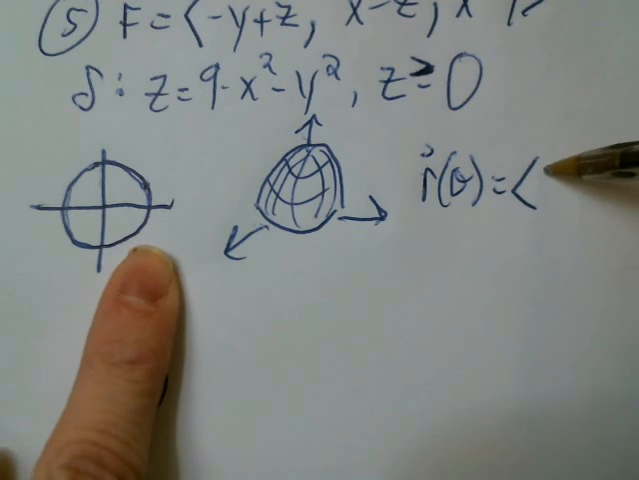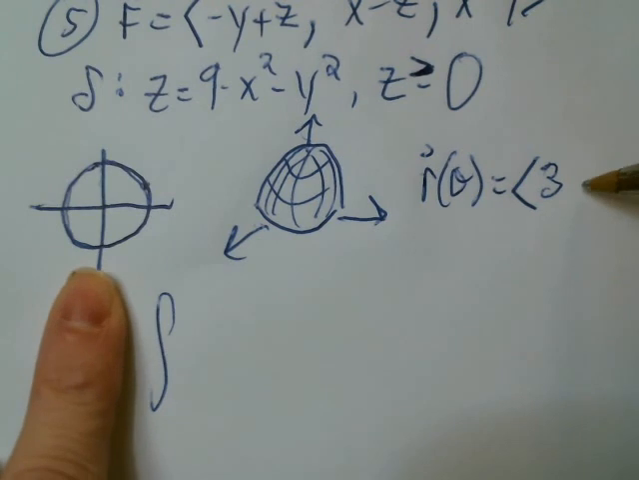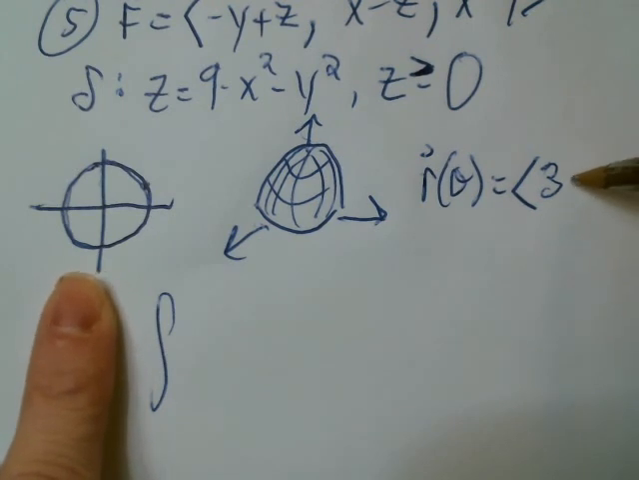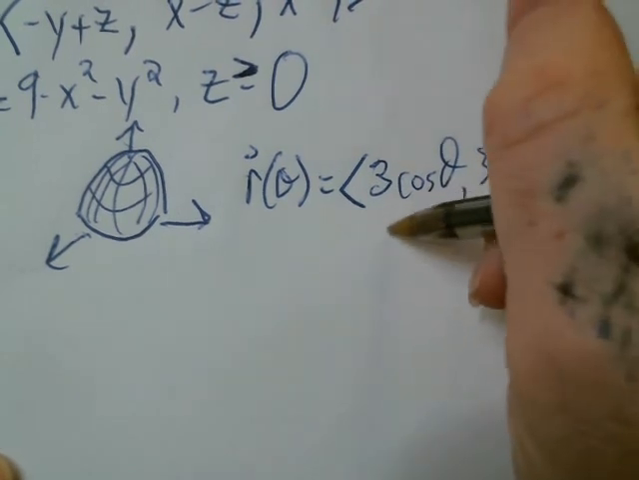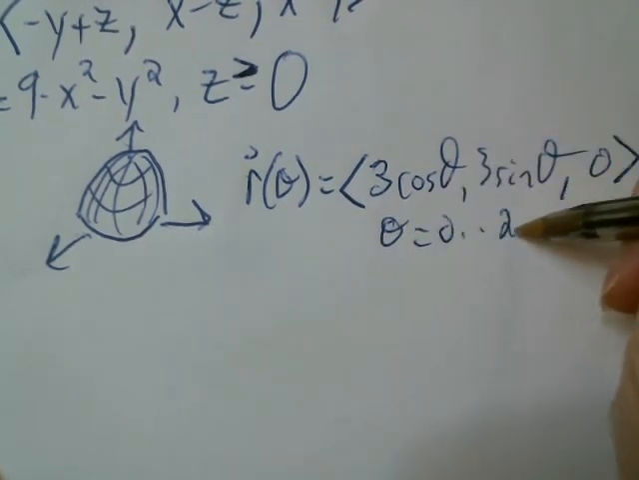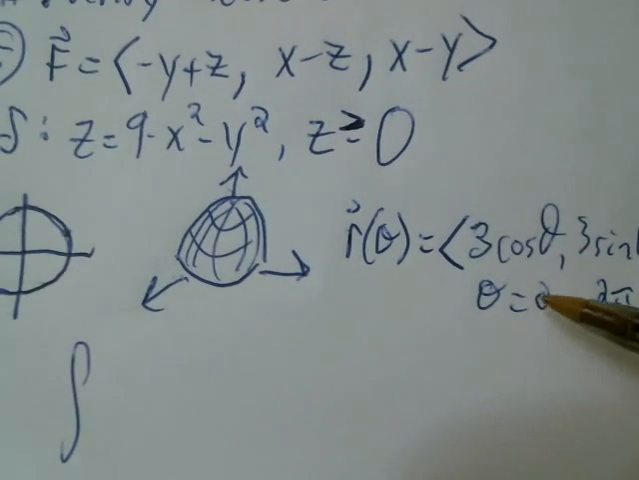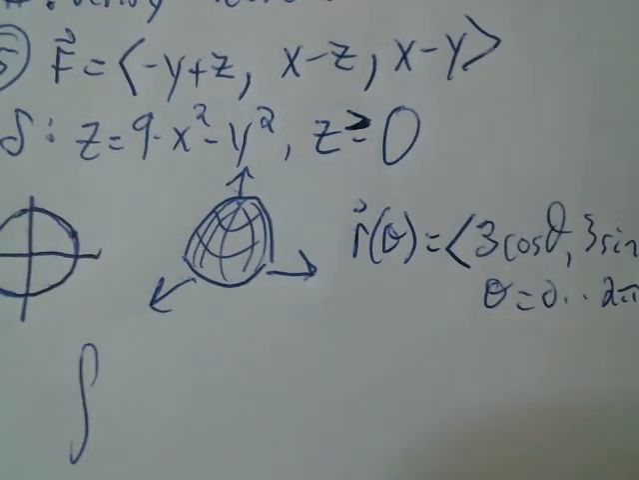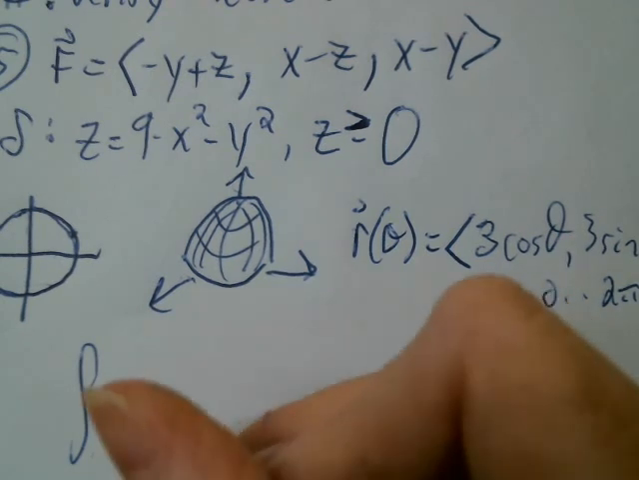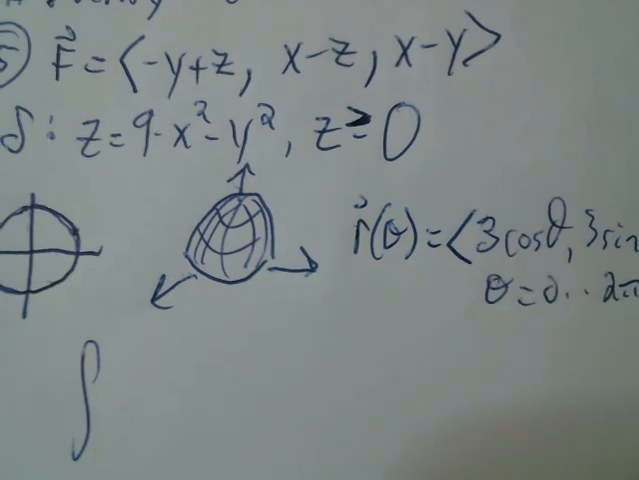But in general, for circles, if you remember, hopefully you've done some of these in the past day or so, for a radius of 3 it's going to be 3 cosine theta, 3 sine theta, and then the z component is just 0. And we're going to let theta vary from 0 to 2 pi to generate the entire circle. Okay, so we're having to reparameterize the line integral over the vector field in terms of theta.